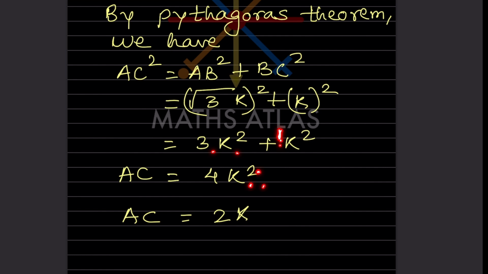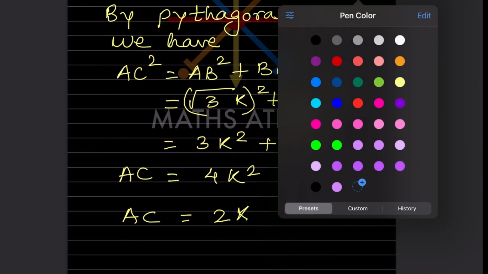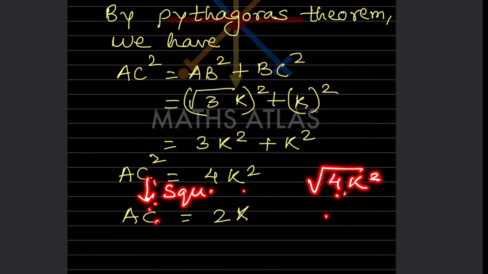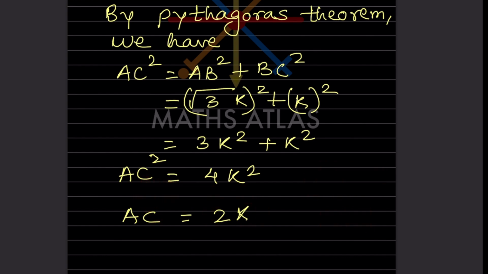So here, what will you write here? Sorry for that. Here it should be AC square, because that is square, right? Yes, that is 4K square. So when we square both sides, what are you going to write? When you square this 4K square, that is going to be AC. The root of 4 is going to be 2, and this one is going to be K. So that is 2K.